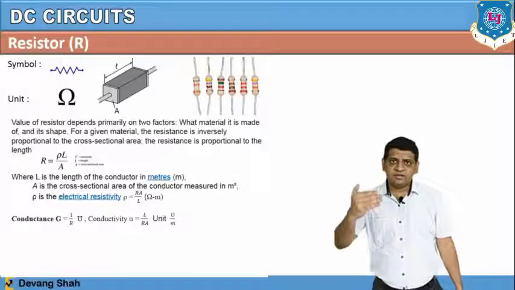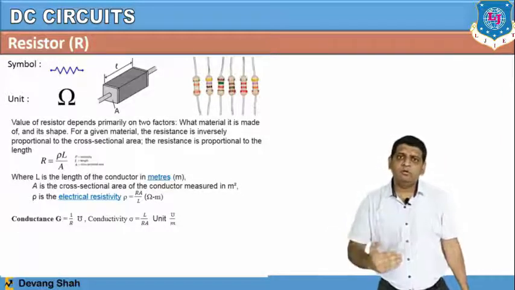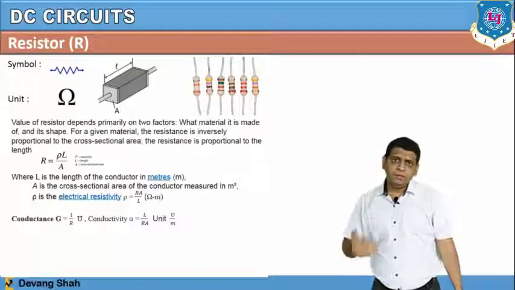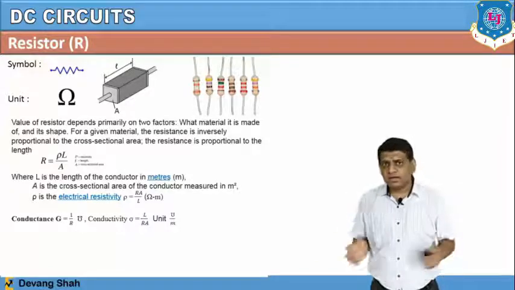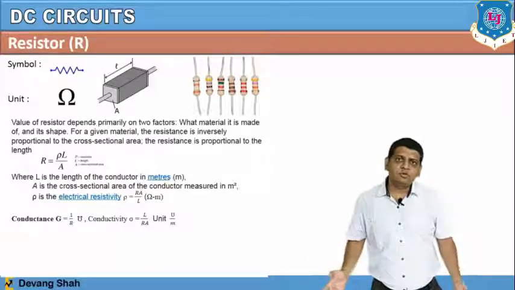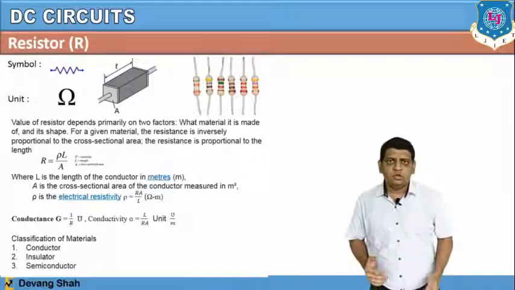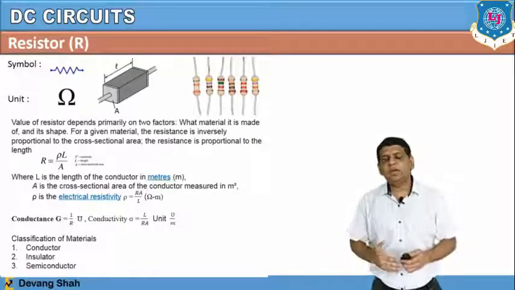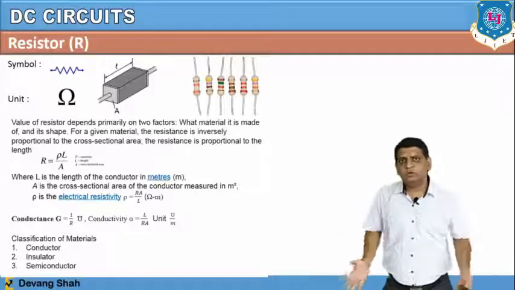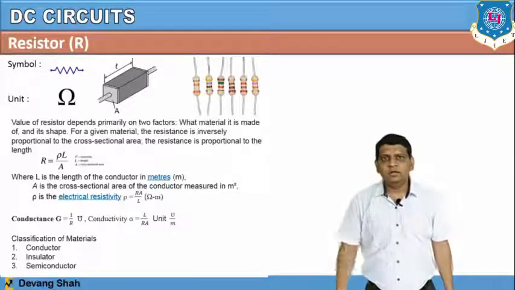So from the resistivity you can also define the conductivity. Conductivity is nothing but the reciprocal of resistivity, right? So its unit is ohm by meter. And based on this conductivity, you can categorize all the materials into three types: conductor, insulator, and semiconductor. Based on the resistivity or conductivity offered, you can further decide how to use the material.